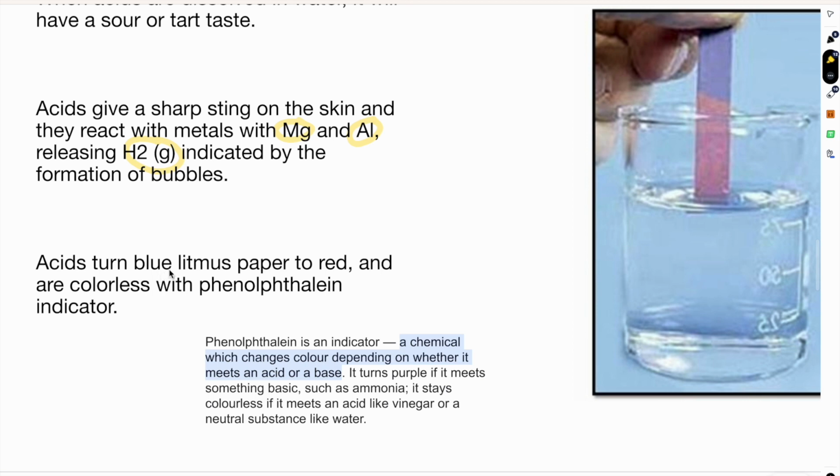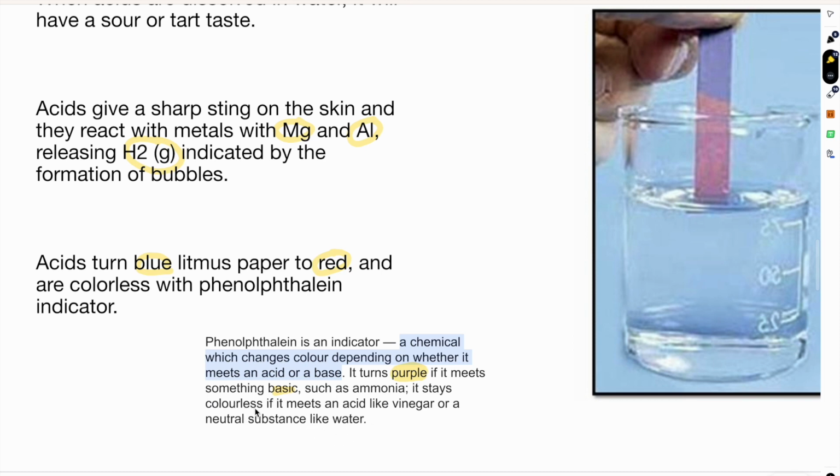Okay? So, phenolphthalein, if it's an acid, the liquid will turn colorless. So, phenolphthalein is an indicator. It's a chemical which changes color depending on whether it meets an acid or a base. So, it turns purple if it meets a base, such as ammonia. It stays colorless if it's an acid like vinegar or neutral substances like water.